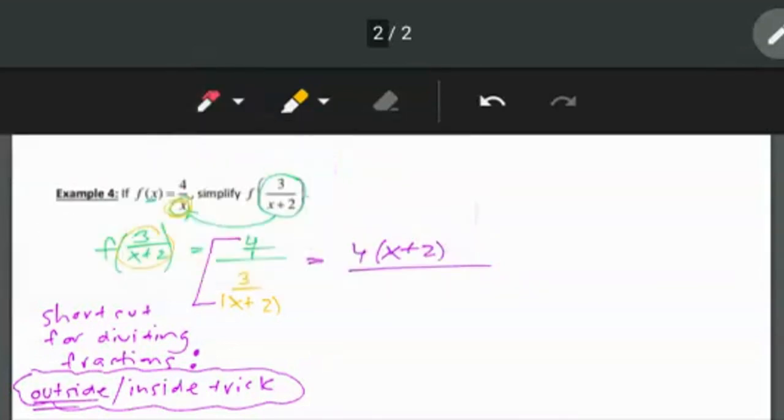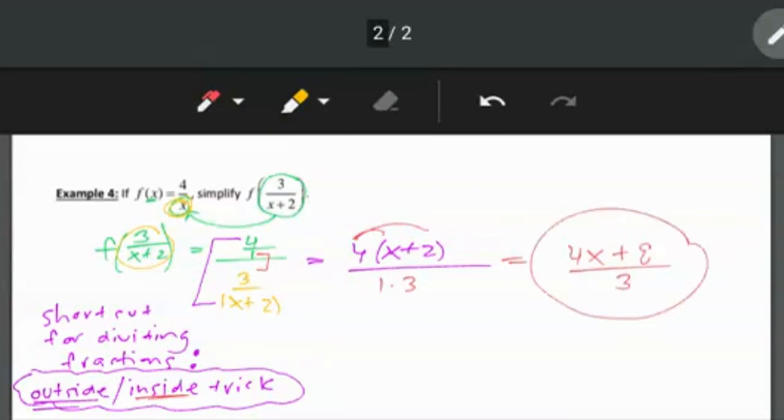Then I multiply the insides. The 1 and the 3 are on the insides. You do 1 times 3. And then you could do the math from there. Distribute, you get 4x plus 8, all over 1 times 3 is 3. And you get your final answer. I just think sometimes it's less writing, the outside-inside trick, but it's up to you. You get the same answer either way.